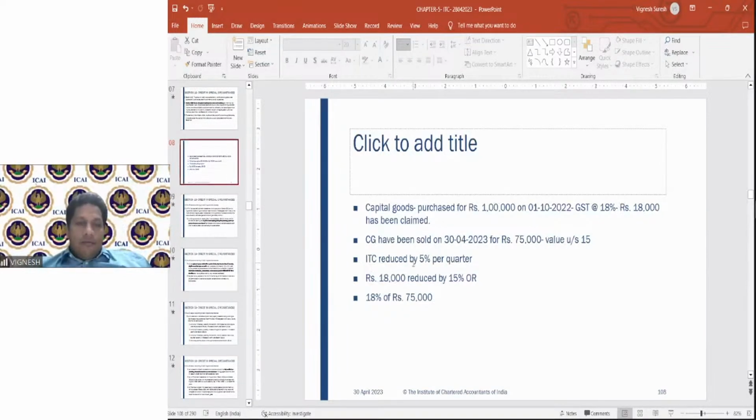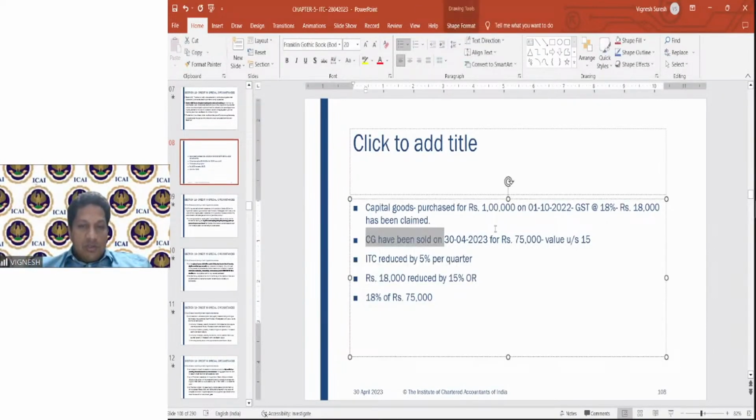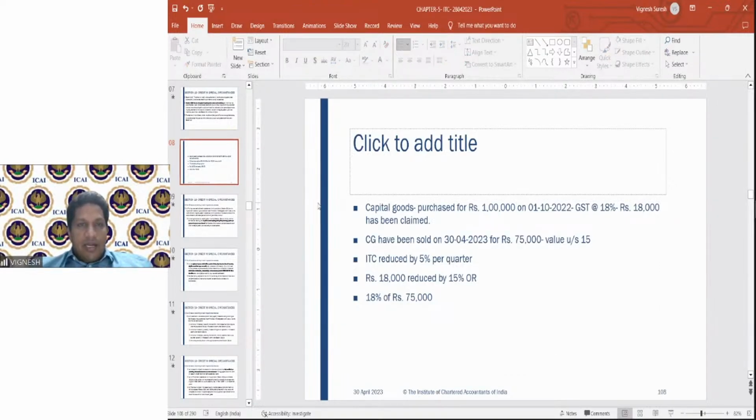See, here what you are doing, you are purchasing the capital goods for 1 lakh. You are claiming the respective input tax credit, and this capital goods you are further selling for 75,000. So in that case, the law says that you have to pay the input tax credit, whatever you have claimed earlier, as reduced by the respective percentage points or the tax on the transaction value, whichever is higher.